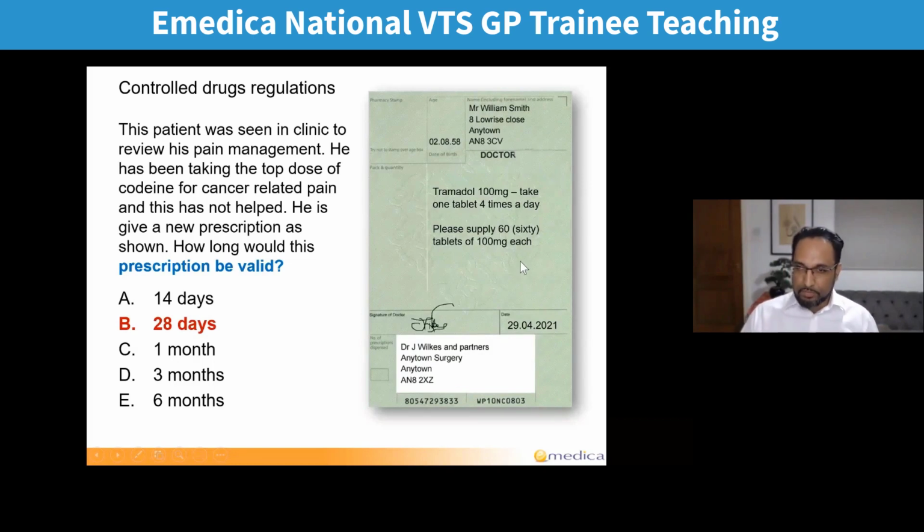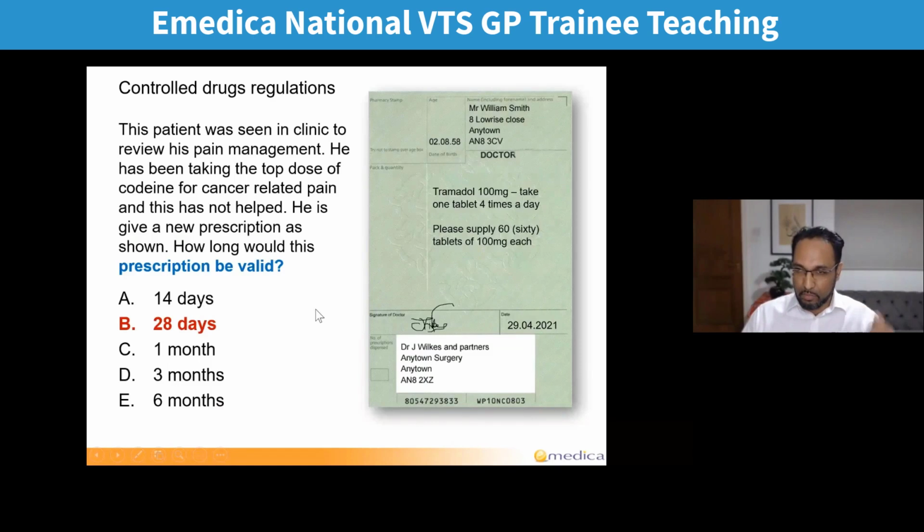Because someone might think, okay, if it's 4 times a day and they've been given 60 tablets, that's 15 days worth of tablets. So the closest thing to that is 14 days. This prescription would cover the patient for just over 14 days. It'd cover them for 15 days, but that's not what the question's asking. The question's asking, how long will the prescription be valid?